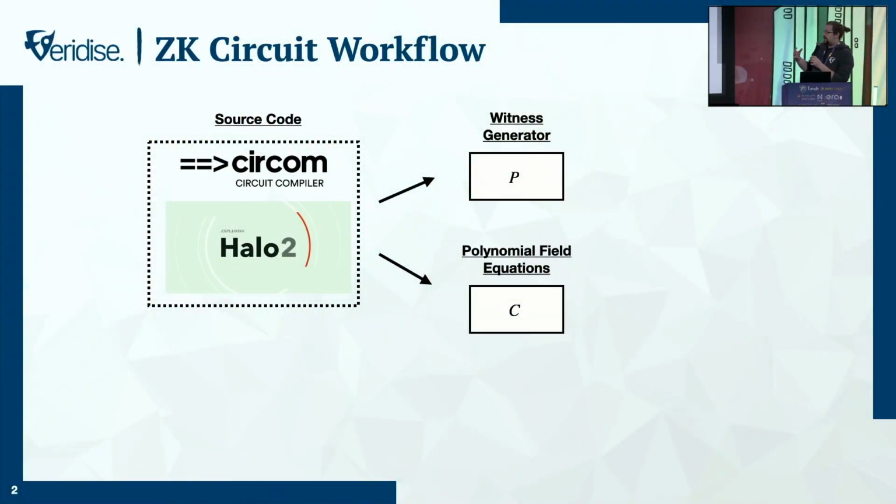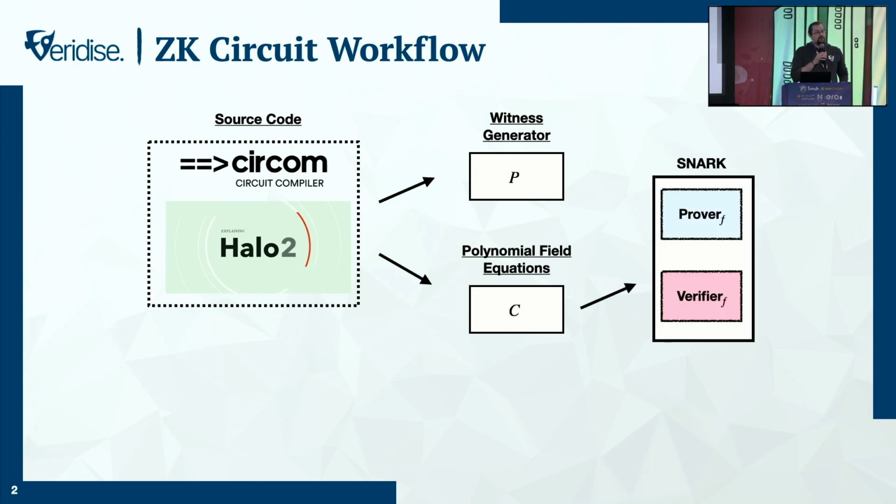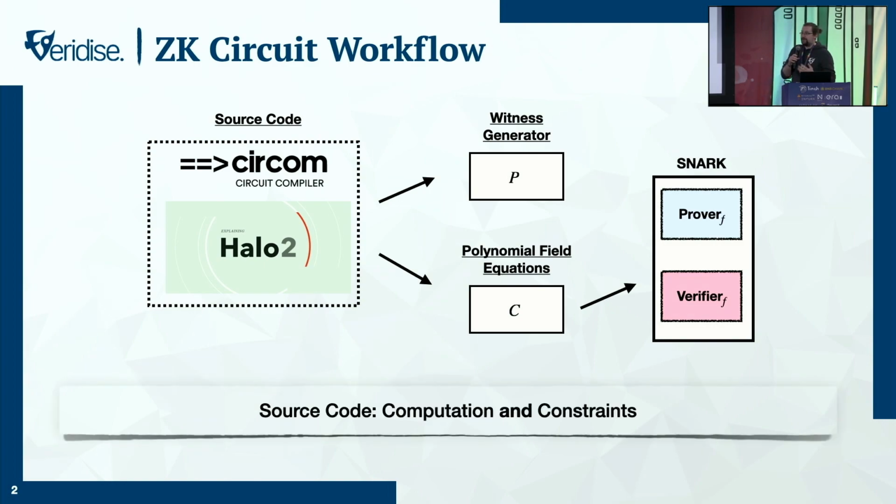And then what that's going to do is output two things. It's going to output something called a witness generator, which is going to perform some computation, and then it's going to output a set of constraints. And these are the polynomial field equations. And those, in turn, are going to be used by two things, the prover and the verifier. The prover is going to prove that the computation was performed, and the verifier is going to verify that proof. So really the source code contains two sets of things, computation and constraints. And those are the two things that we're going to be focusing on in this talk.